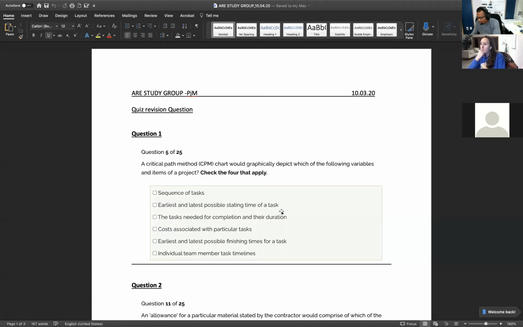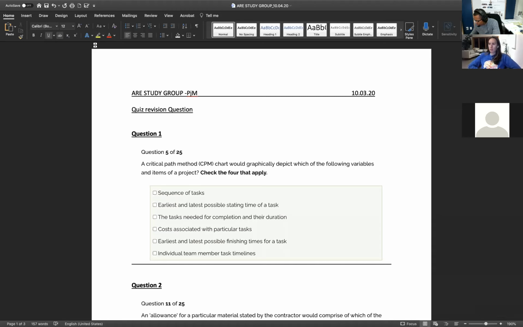So this is what it says: a critical path method, CPM chart, would graphically depict which of the following variables and items of a project. Check all that apply, and it says a sequence of tasks. So from my first pass, I said sequence of tasks is one of them. So I would use, let me see here.